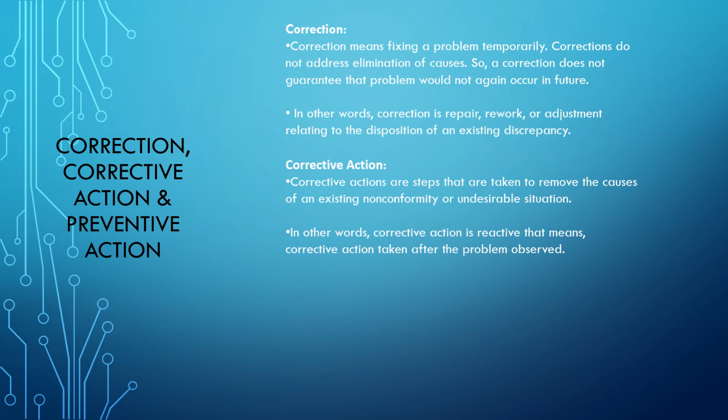So next is corrective action. Let's understand what is corrective action. Corrective actions are steps that are taken to remove the causes of an existing nonconformity or undesirable situation, right? In other words, you can say corrective action is reactive, that means corrective action is taken after the problem is observed. So let's understand with the example that we discussed in the correction, that is incorrect labeling.